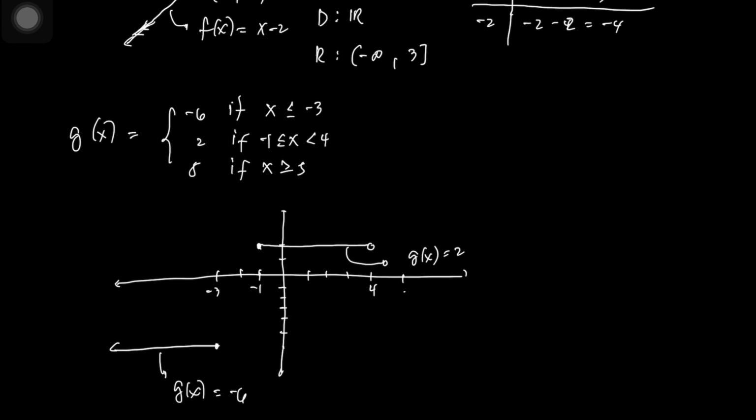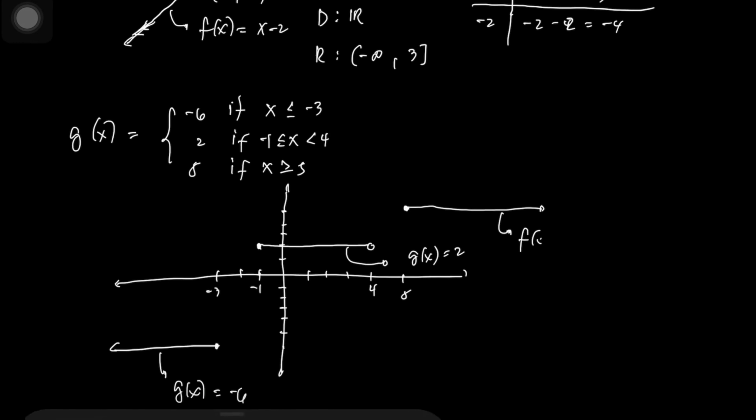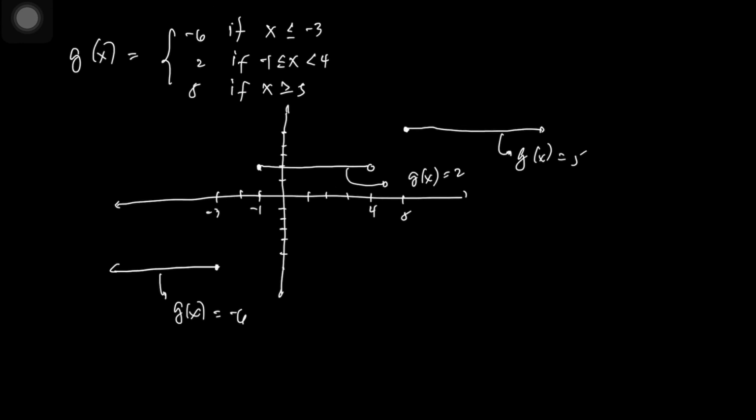Next, x is greater than or equal to 5. So here, that is 5. We start from 5 here, and 5 is included. And this function here is g of x is equal to 5.